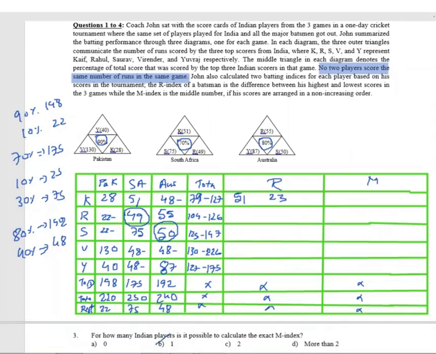Next. For how many of the Indian players is it possible to calculate the exact M index? R and S, 2 players only. For the rest, this can go beyond 28, then 28 will be the middle. Here, anything can be the middle. Here again, if it is at 47, this is the middle. If it goes below 40, then this one is the middle. So 2 players. Option C. Next problem.